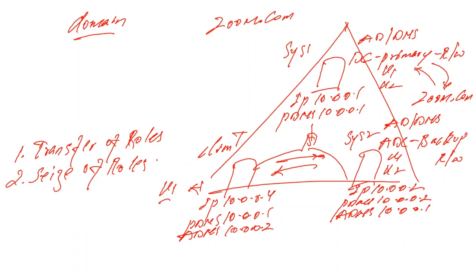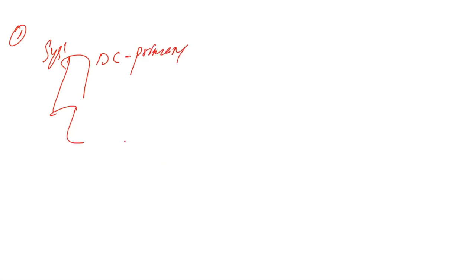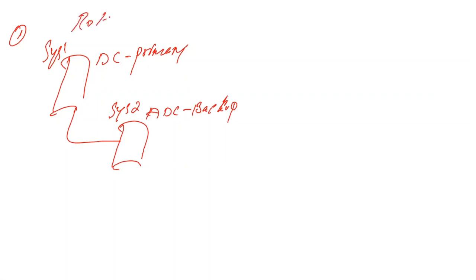So when we have to go for transfer of roles, and when we have to go for seize of roles, we'll take one example here. In this scenario, assume system 1 is my DC, my primary server, and system 2 is my ADC, a backup server. Now tell me, between DC and ADC, who is the master server here? DC. Example, in your organization there are two persons, one is your CEO and one is your manager. So who is having all the roles and powers? CEO. The same thing between DC and ADC. DC is the master. So DC is having all the roles and all the powers here.